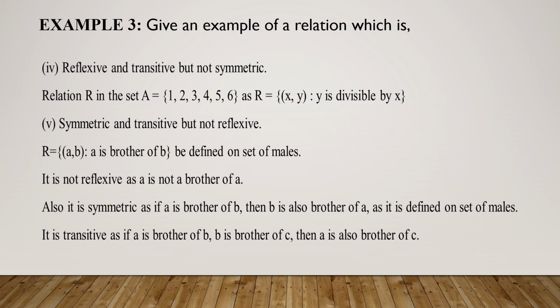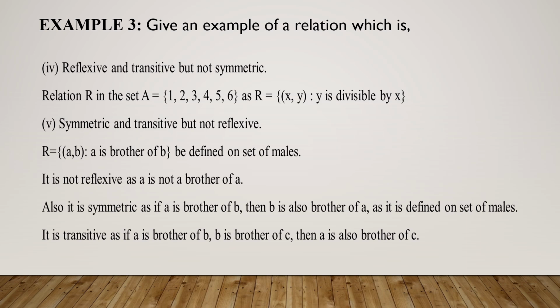Fifth case, you want a relation which is symmetric and transitive but not reflexive. See, suppose I am having the set R which has elements (A, B) such that A is a brother of B, which is defined on the set of males. Then it is not reflexive as A is not a brother of A. Correct? Same person cannot be the brother of the same person. So A is not a brother of A, so it is not reflexive.